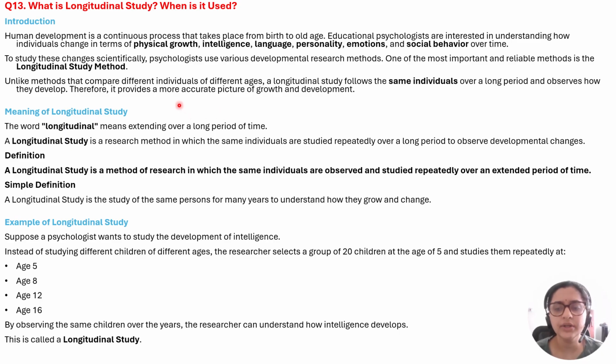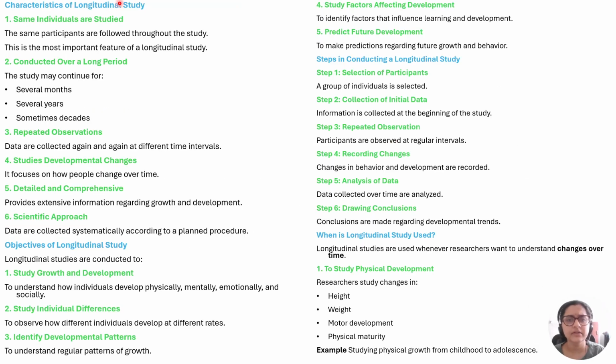We have seen this longitudinal study in the previous video. A longitudinal study is a research method where the same individuals are studied repeatedly over a long period of time. What are the characteristics? Same individuals are studied. It is conducted over a long period of time. Repeated observations are conducted and it studies the developmental changes. It is detailed, comprehensive and scientific.